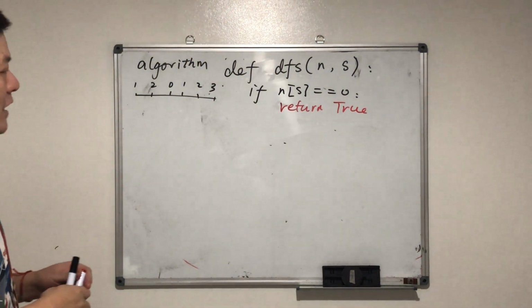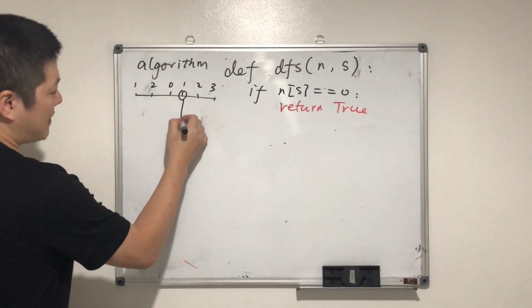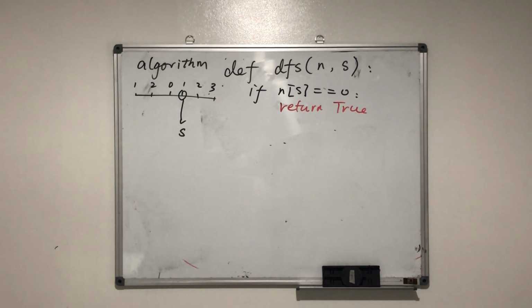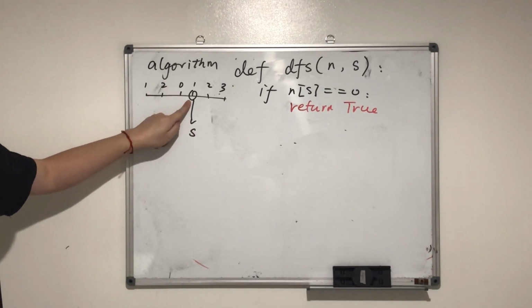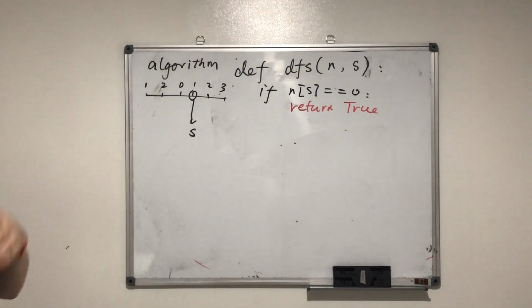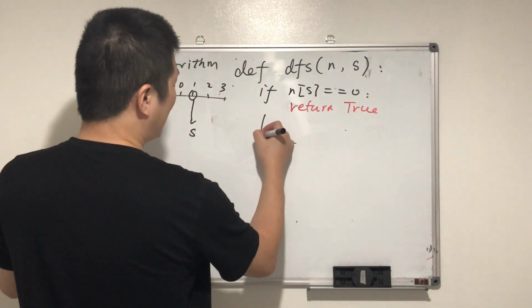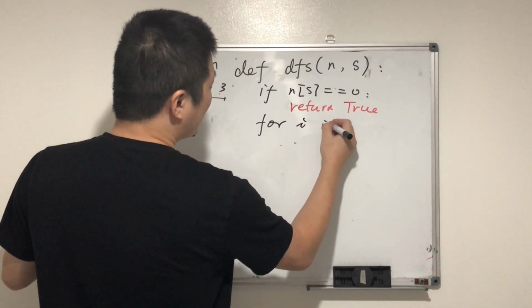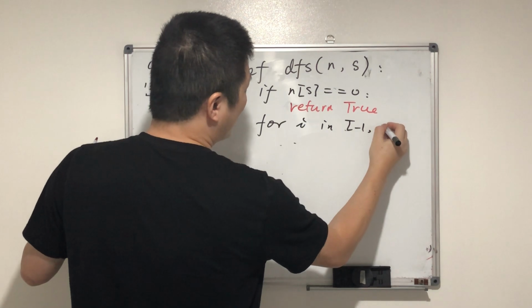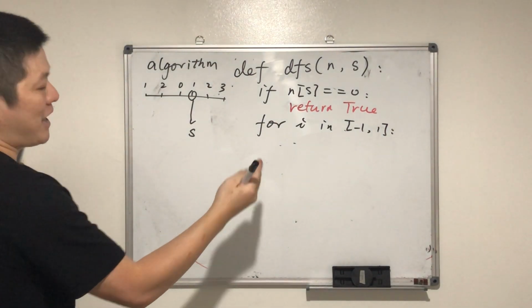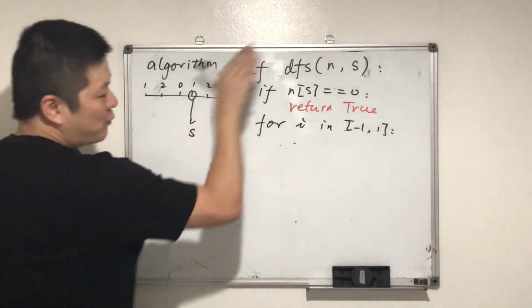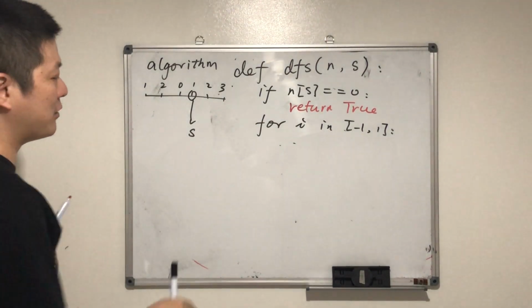Now if I'm at this position s, how many choices do I have? If I'm at one position, how many choices do I have? 2, because I'm jumping forward or backward. So there are 2 choices. So therefore, i in -1, 1. That's a list. -1 is jumping backward, 1 is jumping forward.